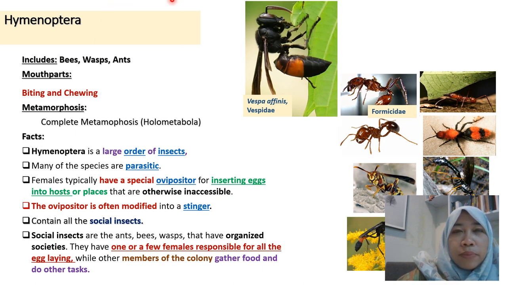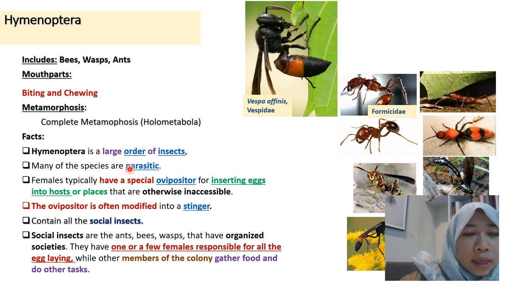And then we move to hymenoptera. Hymenoptera we can find in ants or wasps. The mouth part is biting and chewing. The metamorphosis is complete metamorphosis. This is dangerous. If you see this, do not catch this insect with your bare hand, but please use a net, because you can get stung, because this insect has a sting. Yeah, it has a sting in this abdomen, so you can be stung by this insect. So be careful.